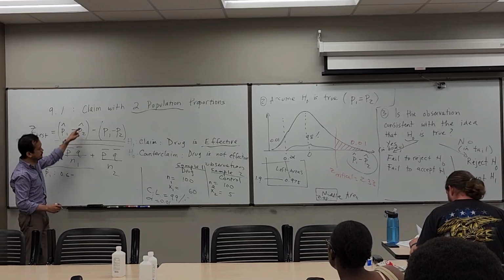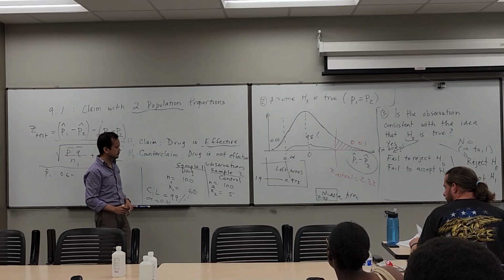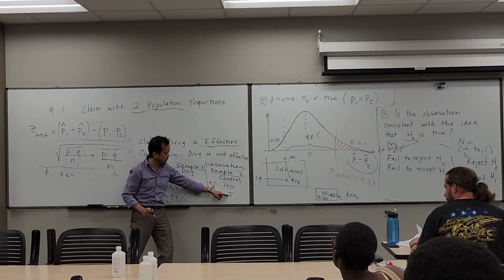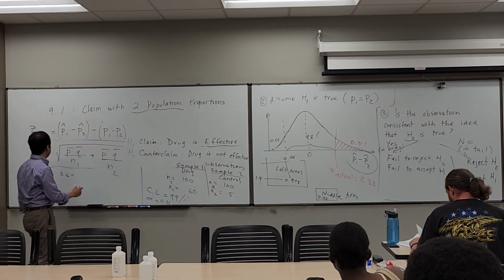Minus, what's p2 hat? Yeah, 5 divided by 100. So 5 successes out of the total 100. So it'll be 0.05.